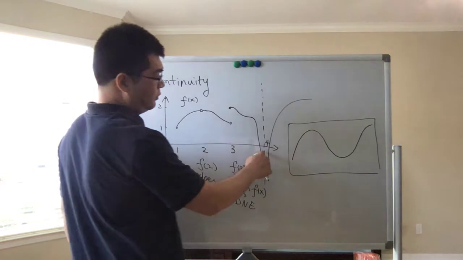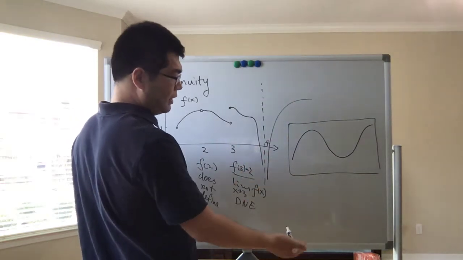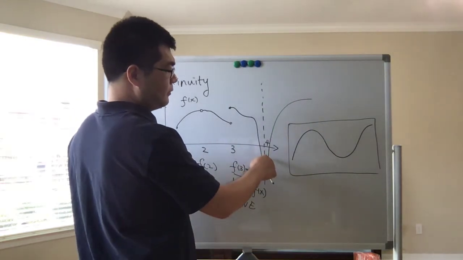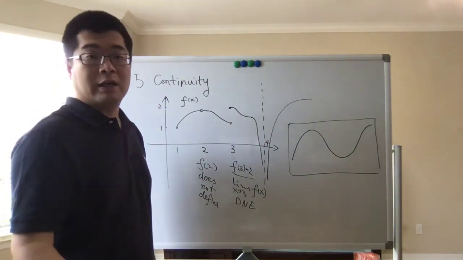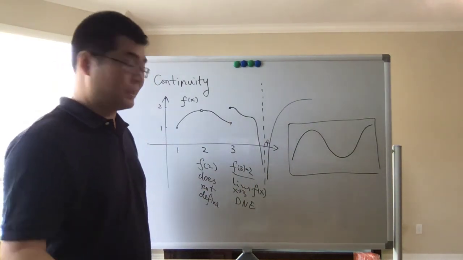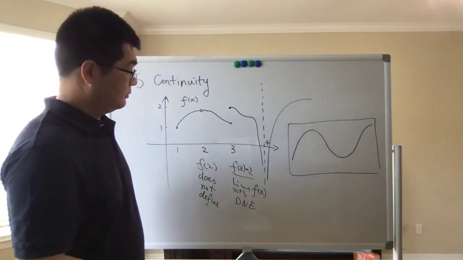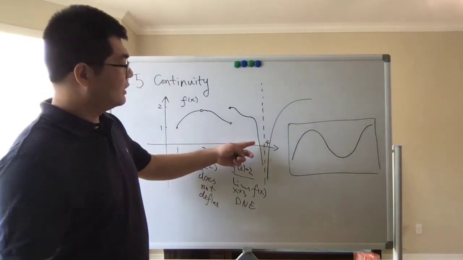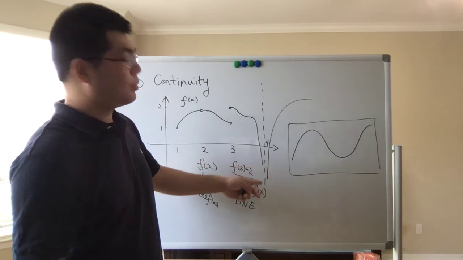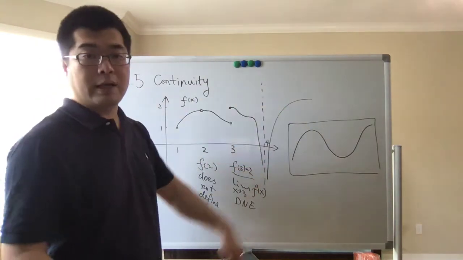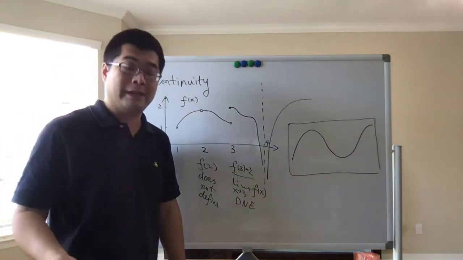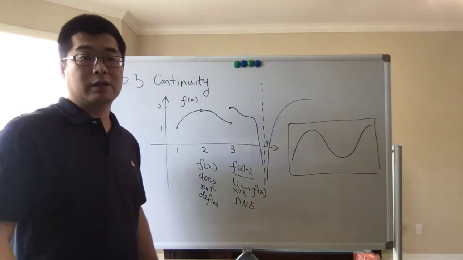What about point 4? Well, at point 4, we have a lot of things. First of all, f of x is not defined at x equals 4. We can already conclude it is not continuous. Second, the limit as x approaches 4, as you can see, no matter from the left side or right hand side, it all goes to negative infinity, right? So the limit does not exist.